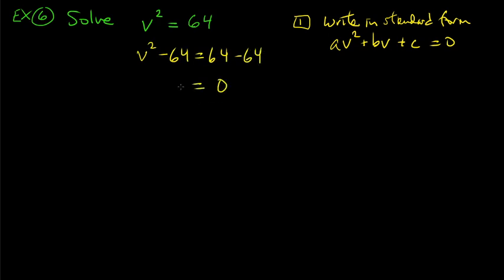64 minus 64 is 0. And we end up with v squared minus 64 equals 0. Okay, so now it's in standard form.